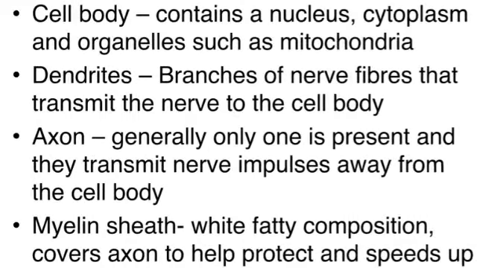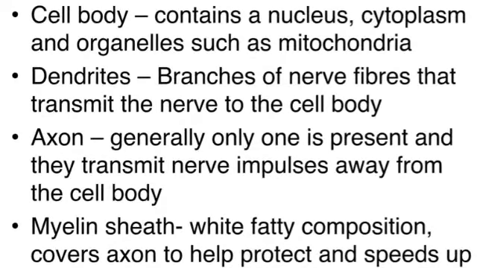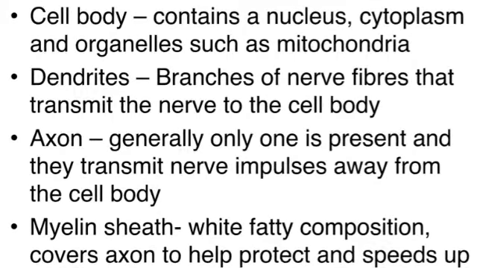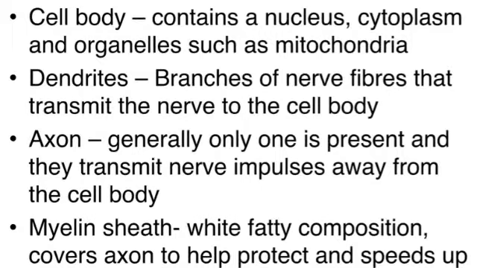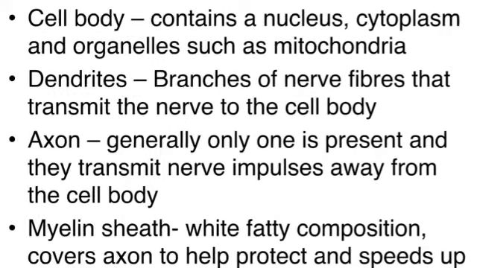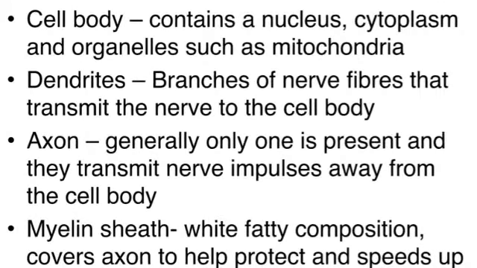Then you have your axon, which is a long single nerve fibre. This transmits nerve impulses away from the cell body. Neurons generally have only one axon. Then you've got your myelin sheath. It's made up of a white fatty substance. This sheath covers the axon and it insulates the axon. It protects it from pressure and helps speed up the nerve conduction.